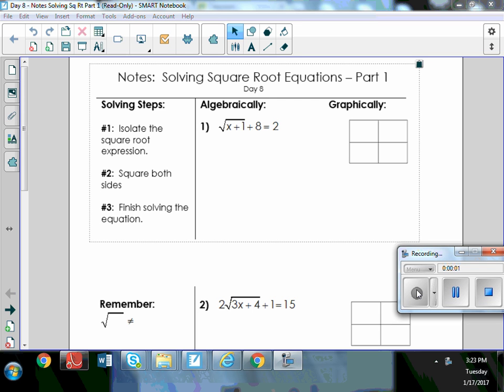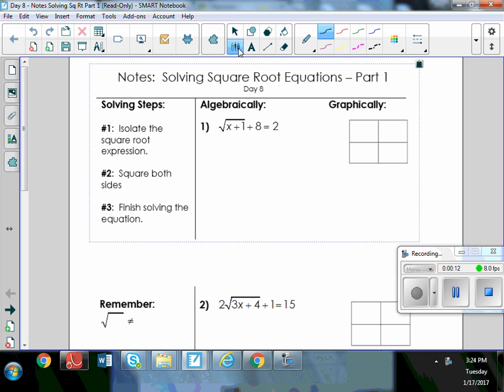But if you're absent, I'm going to start doing this every time I teach notes. So Ms. Minnow said she'd post it on the web page. So if you're absent, look for the video instruction. So today, the notes are solving square root equations part 1.